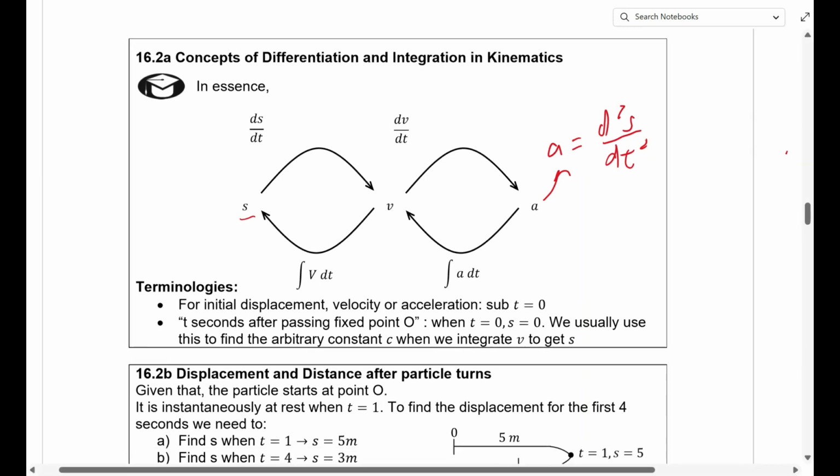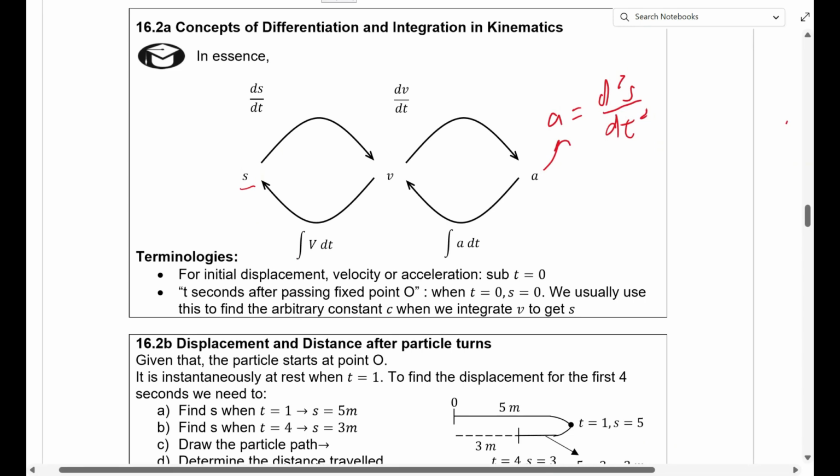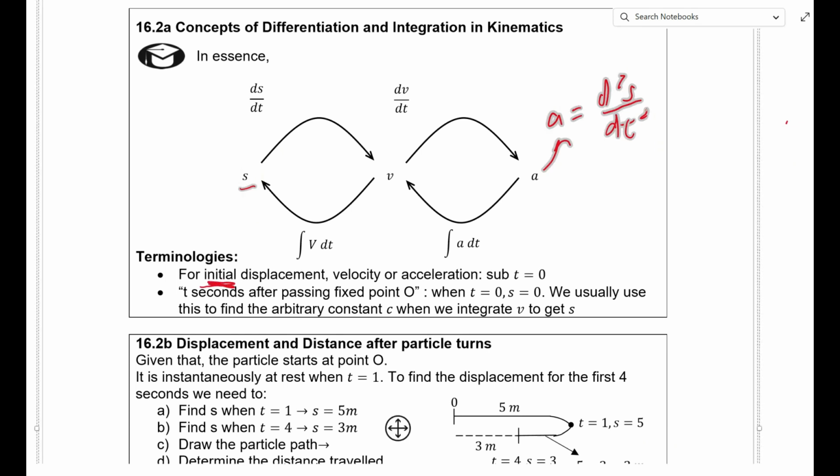Now, some terminologies we can recognize and know what concepts to apply when we see them in the questions. If the question asks for initial displacement, velocity or acceleration, so basically initial anything, we will sub t equals 0 in our expression. t basically just represents our time. So time equals 0 is when we are at our initial point.